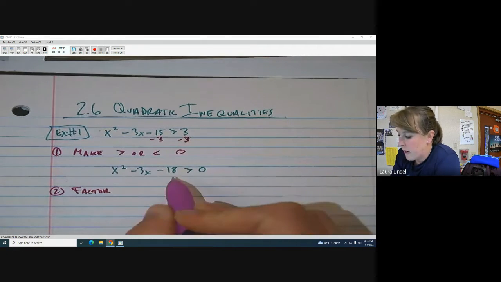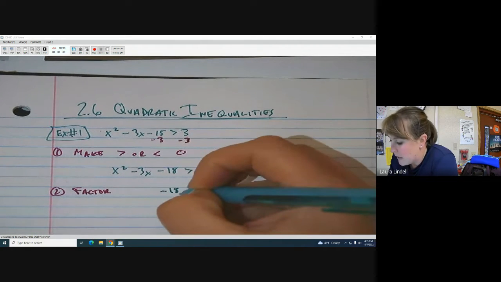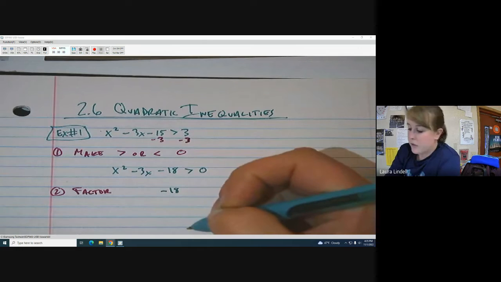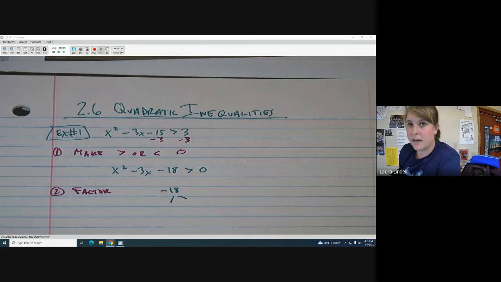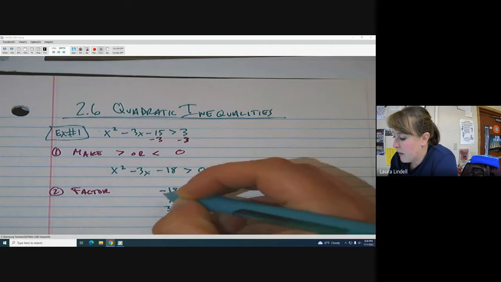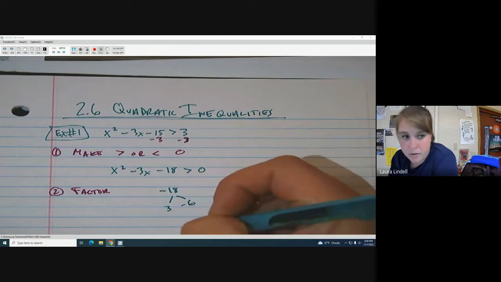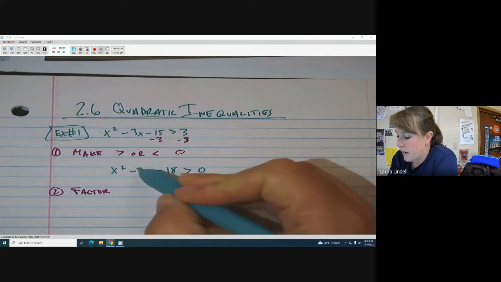We're going to factor this side. For this particular one, we're looking for things that multiply to negative 18 and add to negative 3. So we go down our list of possible factors, like 1 and 18, but that's not going to add to negative 3. Or 2 and 9, but that also isn't going to add to negative 3. But 3 and 6, we can work with, because 3 times 6 is 18. But since we need negative 18, we can go 3 and negative 6, because 3 and negative 6 also add to negative 3.